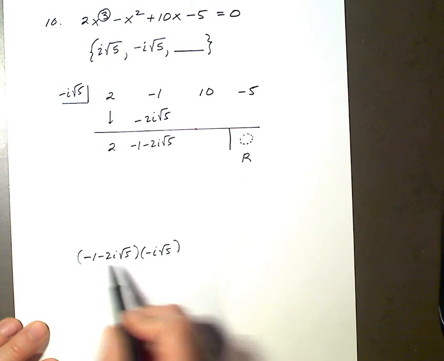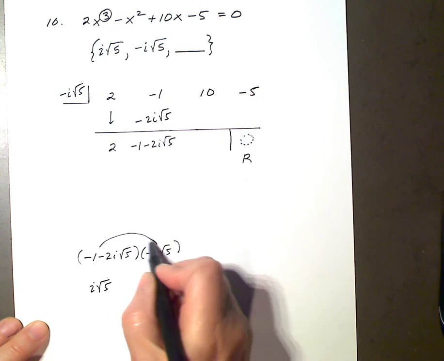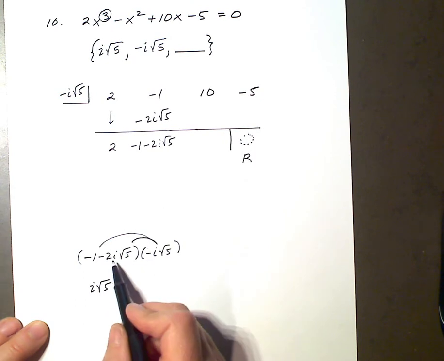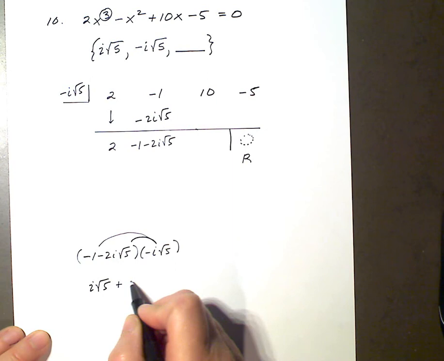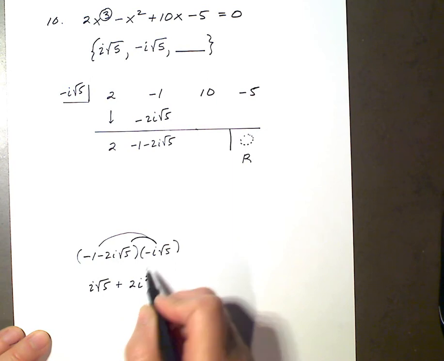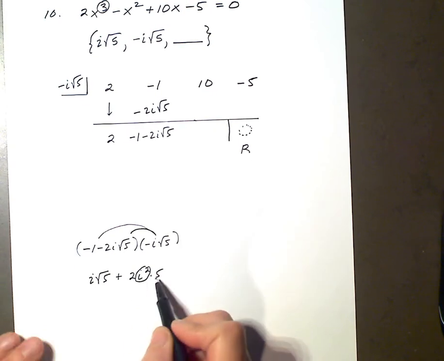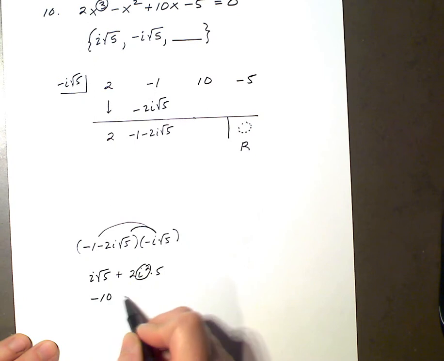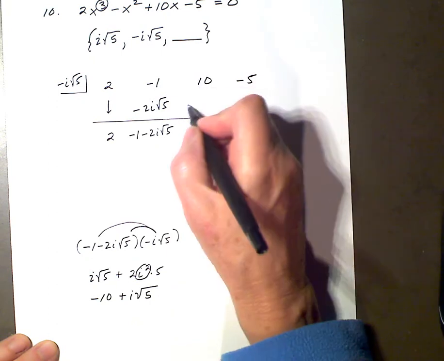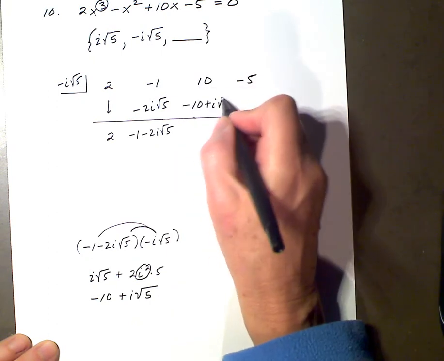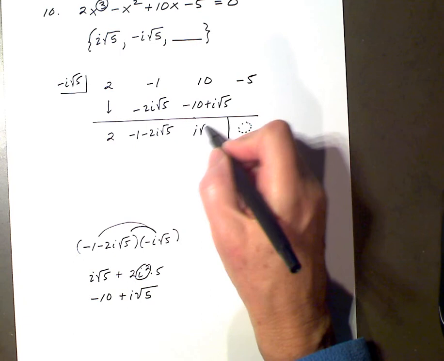So when I multiply this by negative 1, it becomes a positive i root 5. And negative i root 5 times negative 2i root 5 gets me a positive 2i squared times root 5 squared, which is 5. So this is a negative 1. So 2 times 5 is 10 times negative 1. I'll have a negative 10 plus i root 5. So that goes here. And when I combine, the 10 and the negative 10 cancel, and I just get an i root 5.